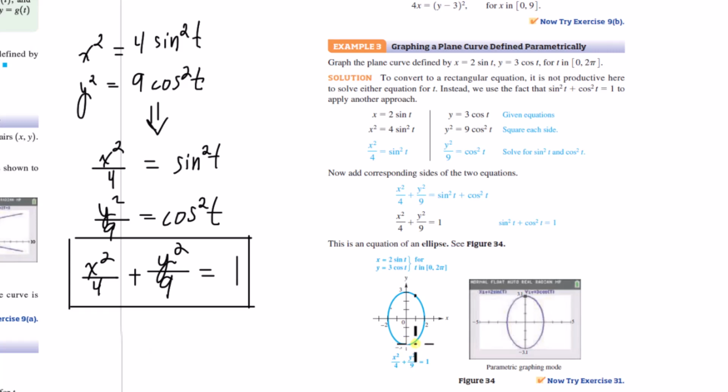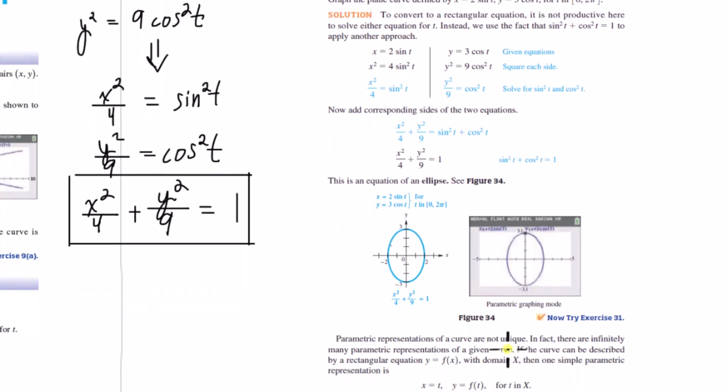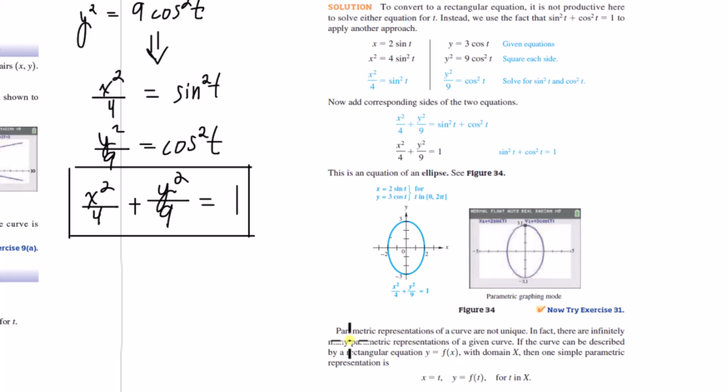Because even though there are 2 points at this same place, this doesn't pass the vertical line test, but these are 2 separate values of t with respect to the parametric equations. Okay, parametric representations of a curve are not unique. In fact, there are infinitely many parametric representations of a given curve.